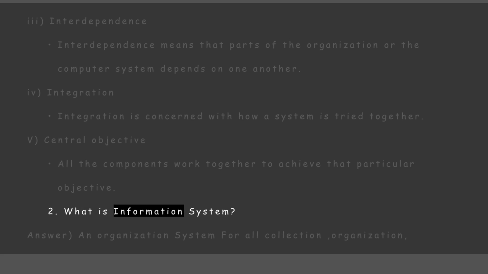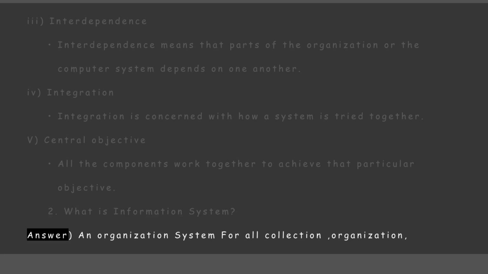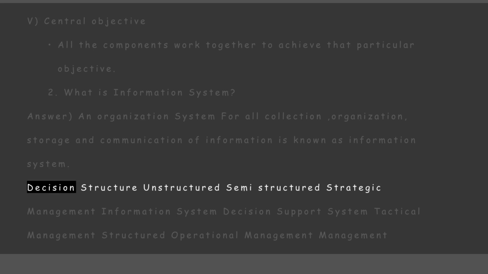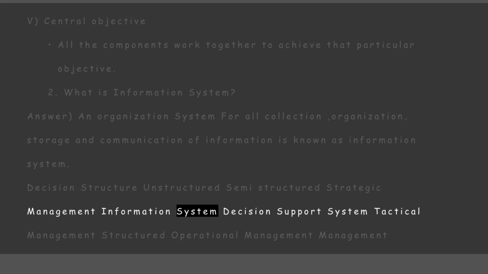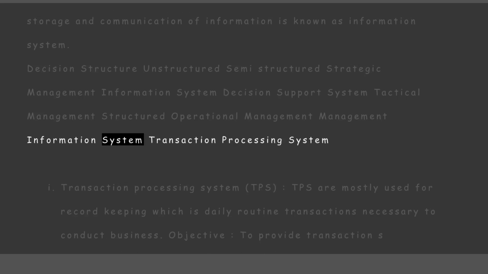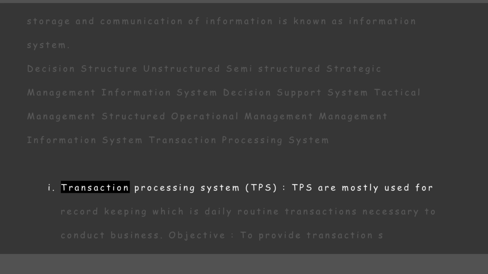2. What is an information system? Answer: An organized system for the collection, organization, storage, and communication of information is known as an information system. Decision structure: unstructured, semi-structured, structured; strategic management, tactical management, operational management; decision support system, management information system, transaction processing system.